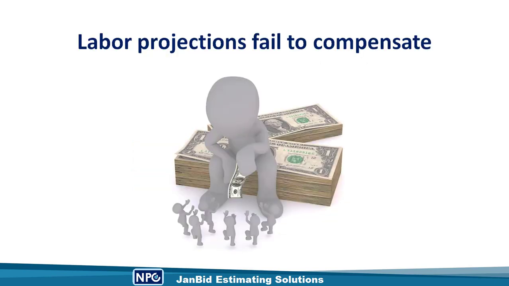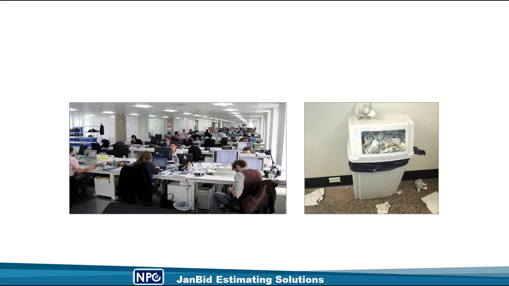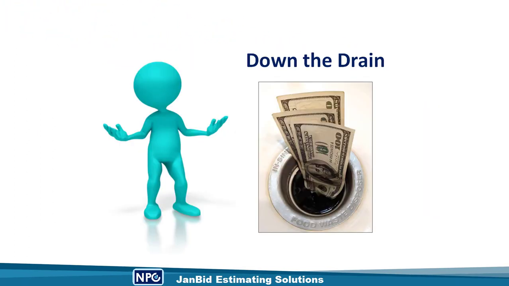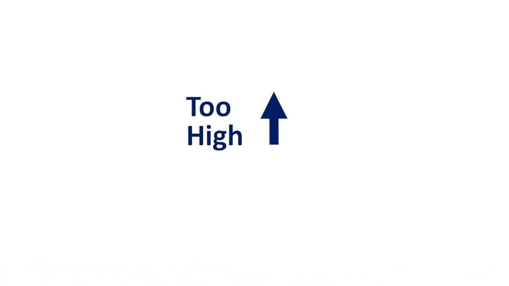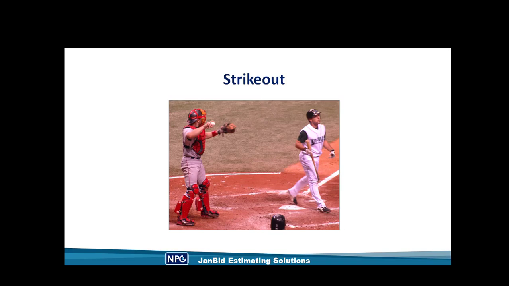But here's the problem. When your labor projections fail to compensate for the critical cleaning variables found in every building, your calculations will be flawed. Bidding too high is a futile exercise, a waste of time and money, and there's no reason to embarrass yourself. You put all of your effort into the game, but you strike out.